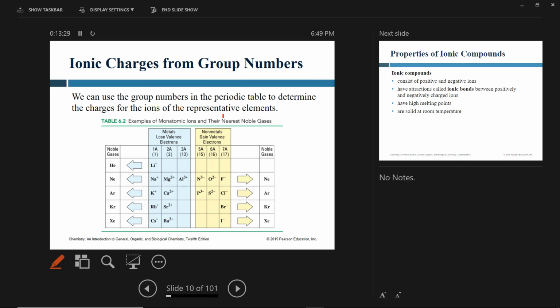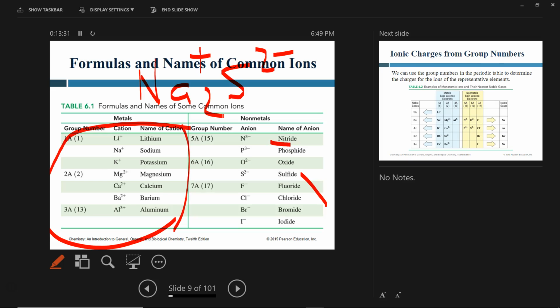Now, does that make sense? So these are the monoatomic anions that you should be able to name.